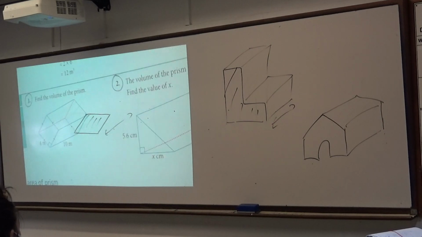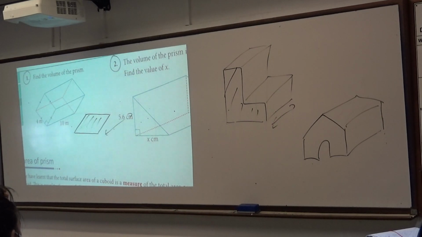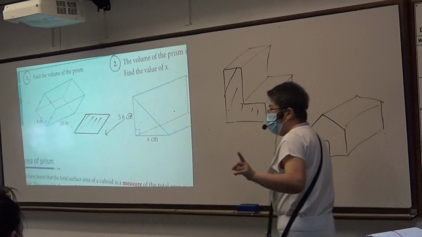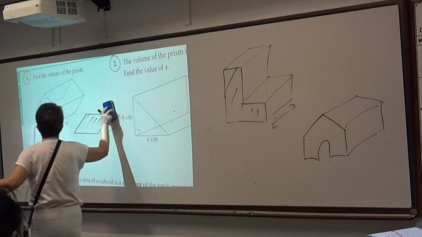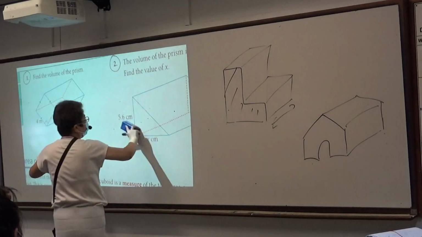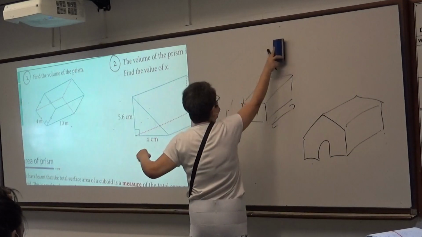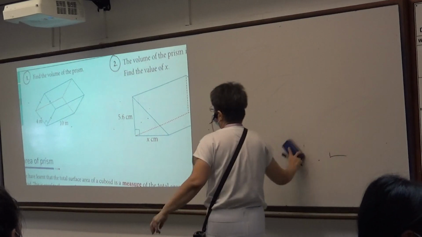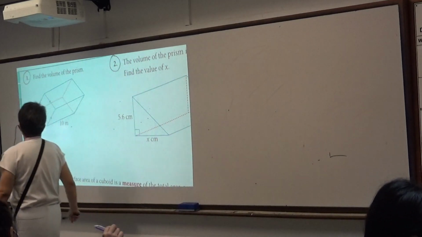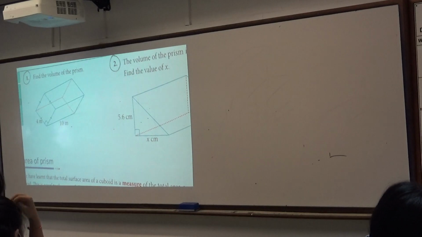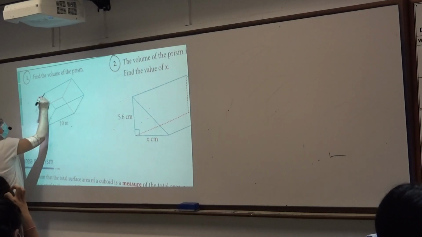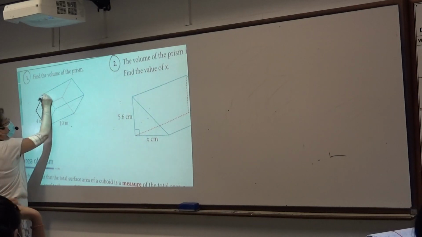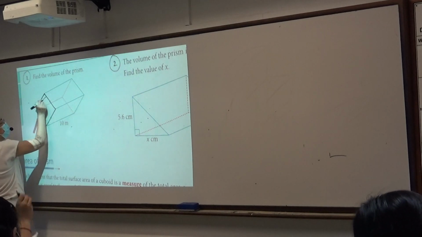Now, can we look at practice at this particular section? Then all of you take out a pencil. I'm going to do this and you're going to copy down into your textbook itself. Okay? Now, find the volume of the prism. Now, I always like to shade the base area. This is the base area.